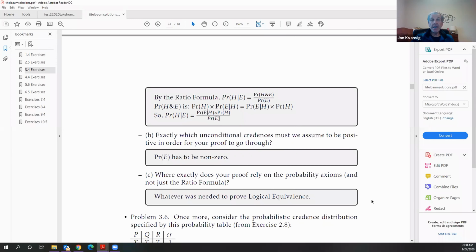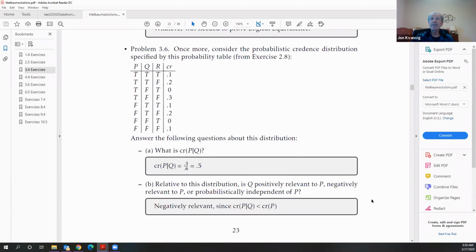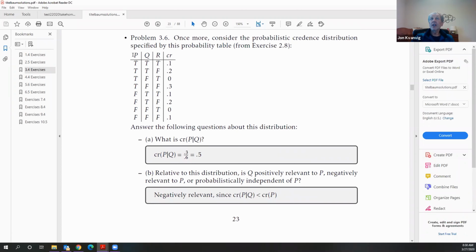Okay, 3.6 and 3.7 are not on the exam, so let's look at 3.6. All right, here's a credence distribution across P, Q, and R. That's a truth table for P, Q, and R with the credences attached to each one of the state descriptions. So this is very, very simple work. We're calculating conditional probabilities. And so in each case, you apply the ratio formula, generate a fraction, because the ratio formula tells you that this credence is the credence for P and Q divided by the credence for Q.